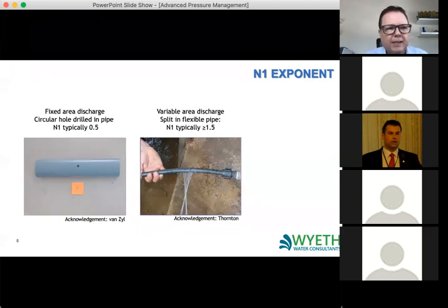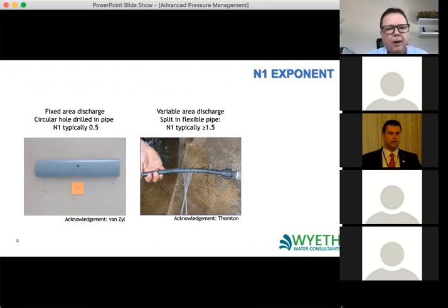Okay, we have the standard on the left side, which is the fixed area discharge. So these are holes, and you can see the hole that's been drilled in the pipe. These are holes where the area of that hole will remain fixed for the entirety of its life, basically. So by adjusting the pressure in the pipe, you're going to reduce the leakage on a one-to-one basis.